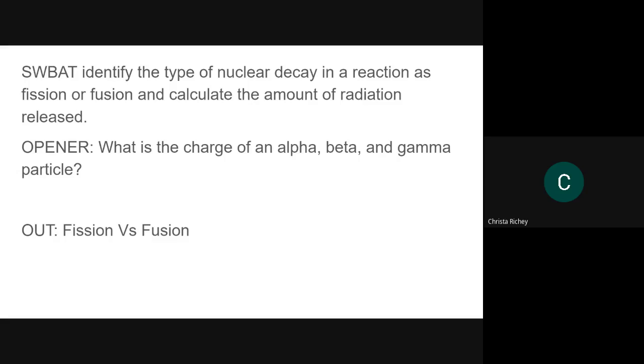Okay, a beta. What is the letter for a beta? An E. And what are the numbers for it? 0 and -1. So what is its charge? -1. Okay, and what is a gamma? Y. It's really supposed to be this weird symbol, but it's easier on Google Slides to use a Y. And what are the numbers? 0. So what is its charge? 0. Okay, so that's the answer.